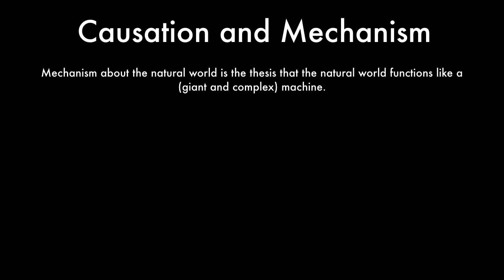Mechanism about the world is the thesis that the natural world functions like a giant and complex machine. Today, the standard picture of the world is something like mechanism. This is a rejection of much of Aristotle's physics in favor of a picture of the world where the only explanation that's needed is akin to Aristotle's efficient cause, or what we would today just call causation.